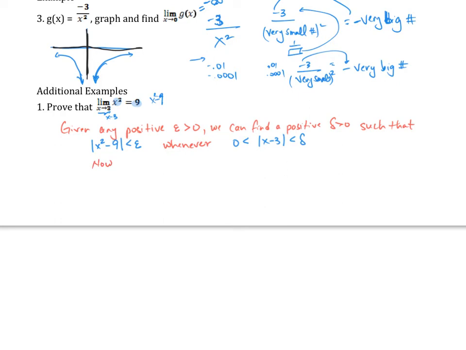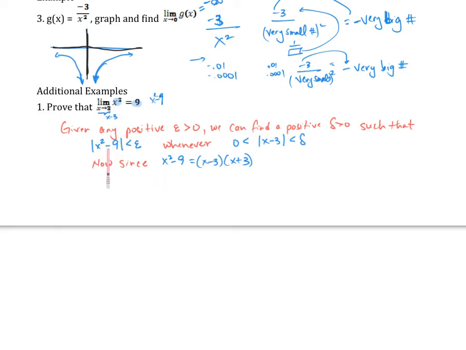Now, let's change the color. We've got x squared minus 9 equals (x minus 3)(x plus 3). The trick is I need to get this right here to match this somehow. I need to manipulate what I have here to match what I have there.